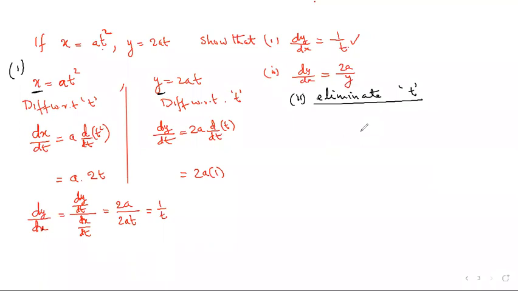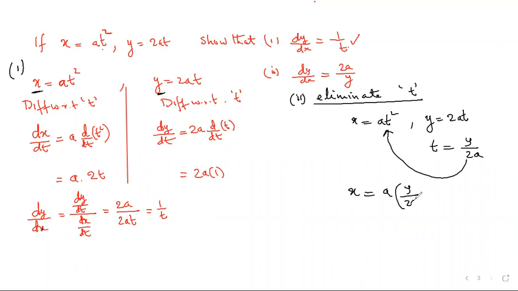Okay, now tell me how to eliminate t. We have with us x equal to at square, y equal to 2at. How to eliminate t? Take t as the subject. So t is y upon 2a. And put it in this: x equal to a into y upon 2a the whole square. So you will get the equation of a parabola.